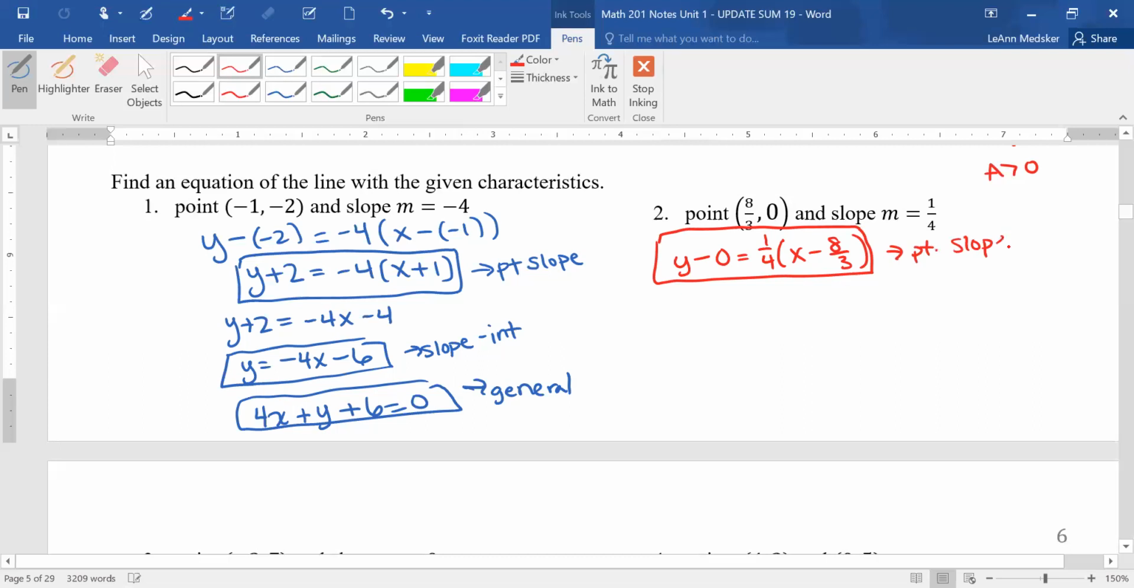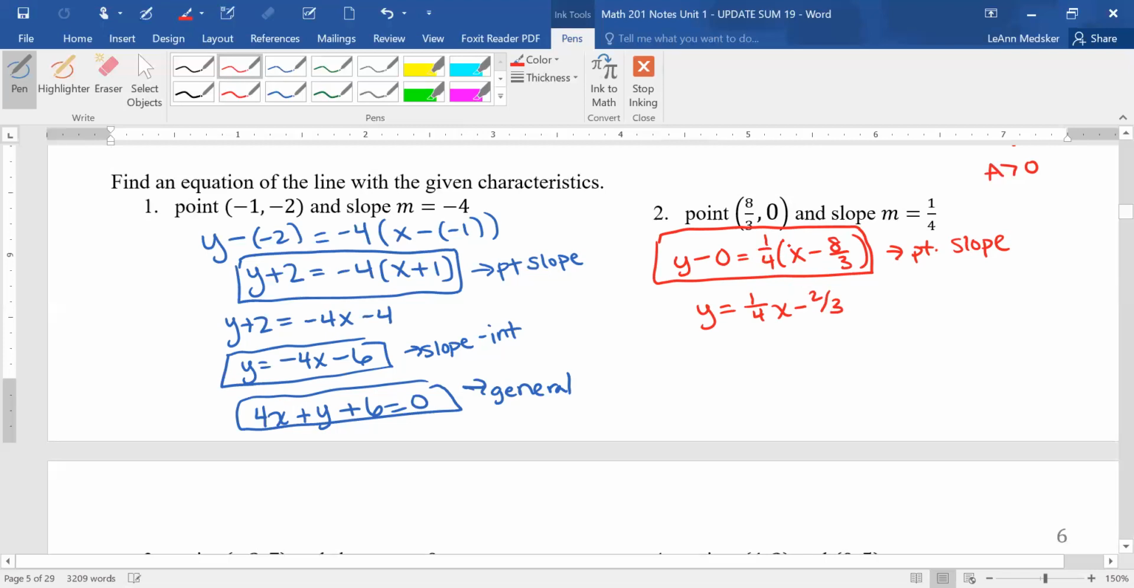Now it's a 0 on this side, so that means that's already just y. So I just need to distribute my 1/4. So this would be 1/4 x. Now when you distribute fractions, make sure you multiply top times top, bottom times bottom. So that's -8 over 12. So dividing by 4, that'd be -2/3.